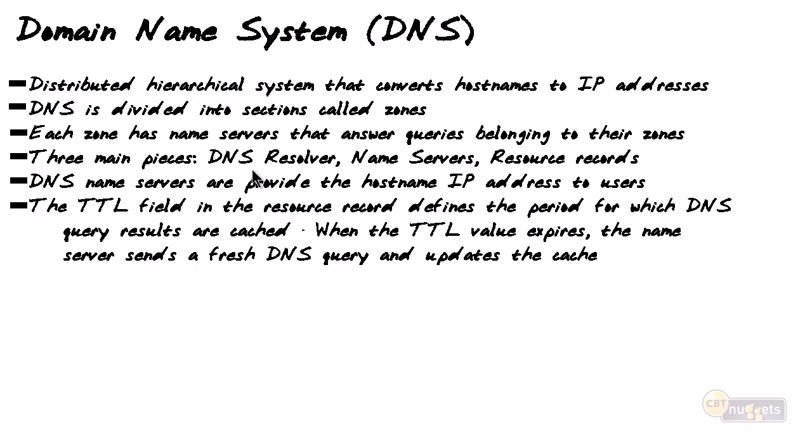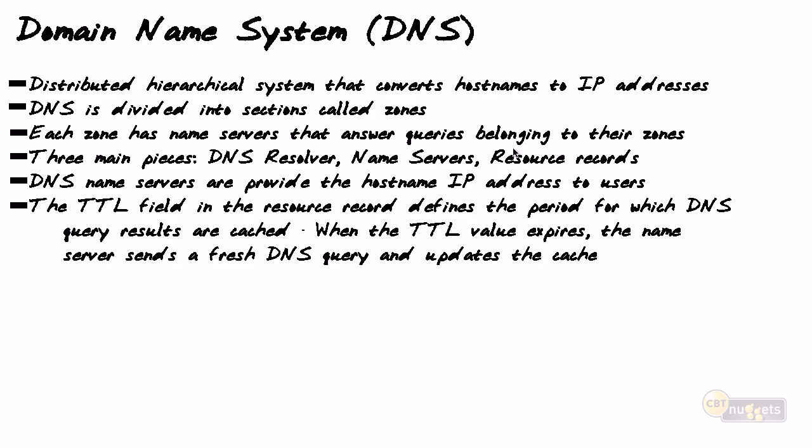There's three main pieces. There's the DNS resolver, which basically is on the client side. When a user sends a request for a host name, the resolver sends a DNS query request to the name servers to request the host name's IP address. Then you have name servers. Name servers are basically the ones that process the query request that are received from the DNS resolver, and then it returns the IP address to the resolver.